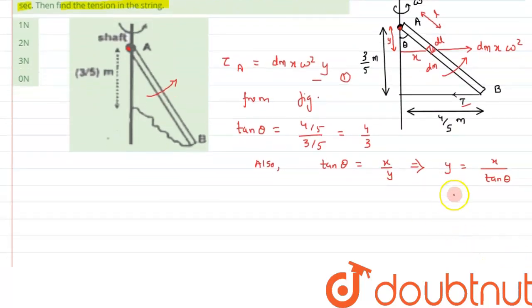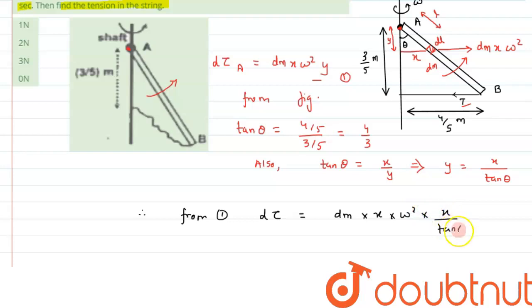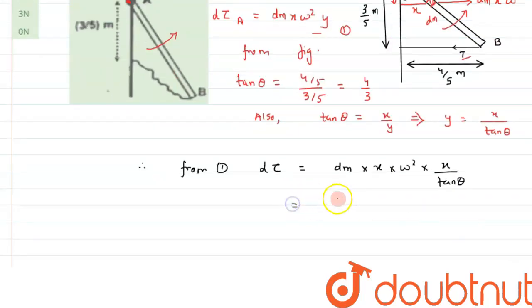If we substitute this value in equation 1, from 1 we can say the value of torque. This is d tau, because we have taken it for a small fraction, so we take a differential form. It will be equal to dm x into omega square into y, which can be written as x by tan theta. So this can be written as dm x square omega square by tan theta.